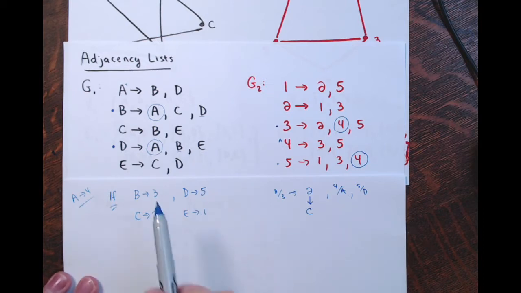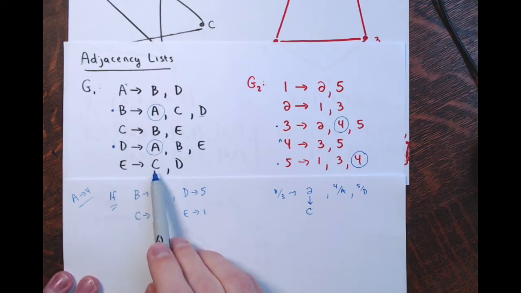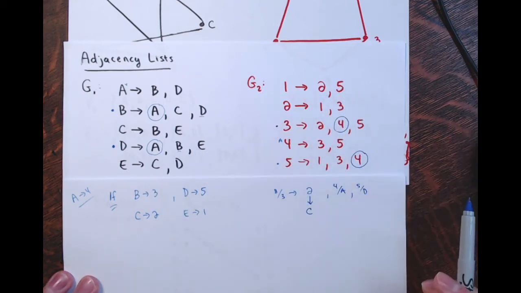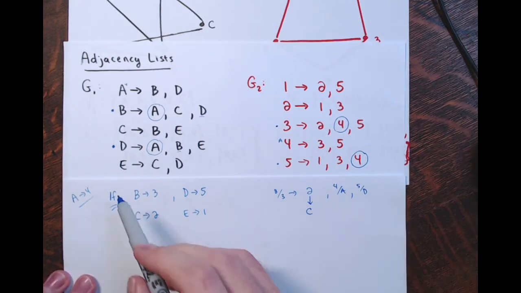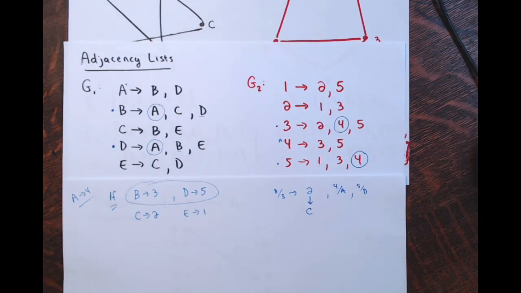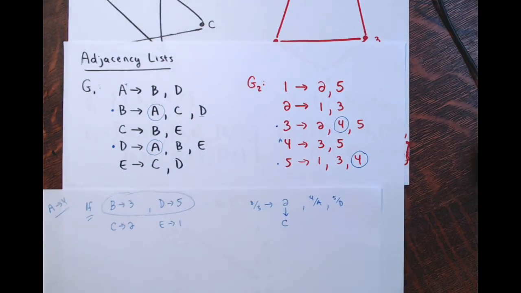And let's see if E goes to 1. You got C is 2, D is 5. It looks like that does it. All right, so my first choice of B and D worked out. And let me show you.